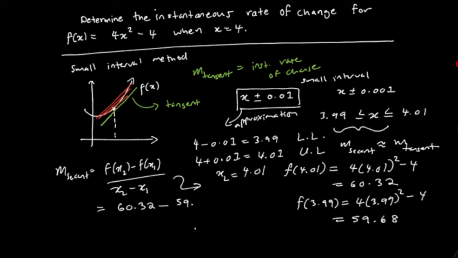And if I plug this into my formula, f of x2 is going to give me 60.32 minus f of x1, which is 59.68. And I divide this by x2, which is 4.01, minus x1, which is 3.99. Okay, and if I calculate all this out, I end up with 32. Okay, and that is actually the slope of the tangent at that point.